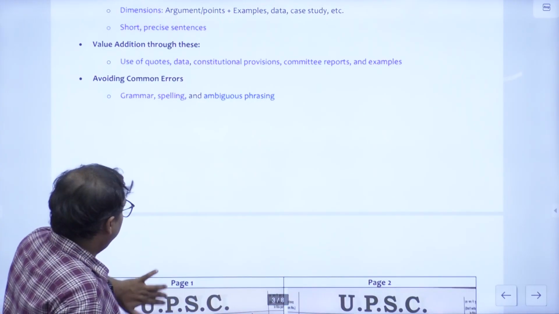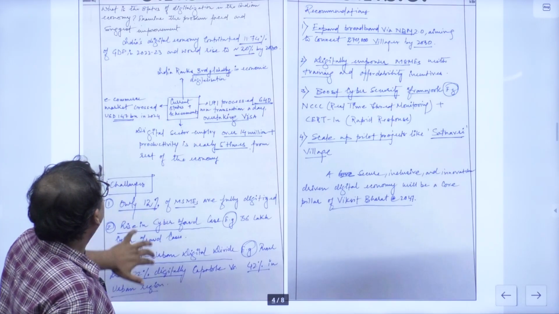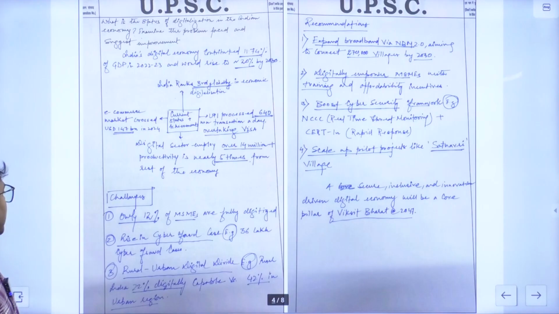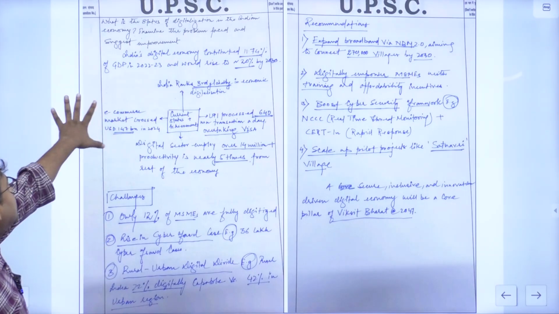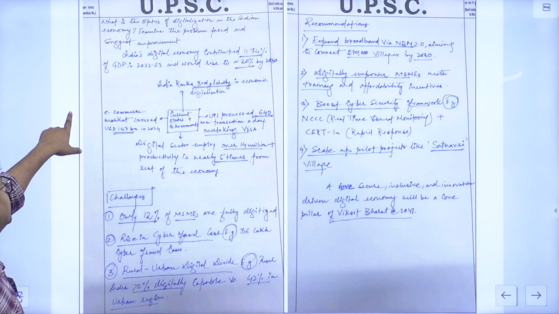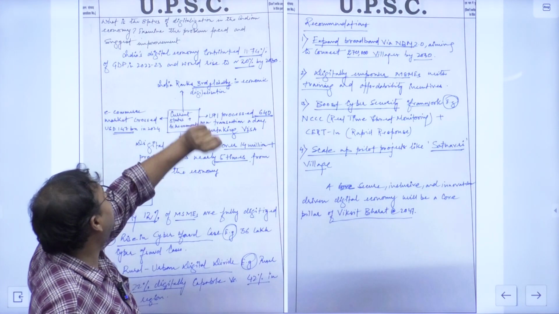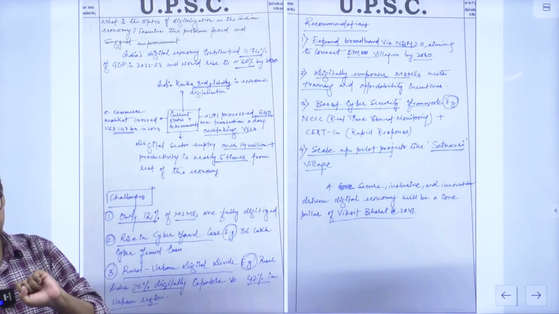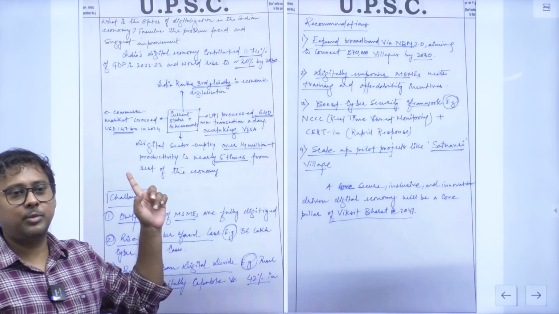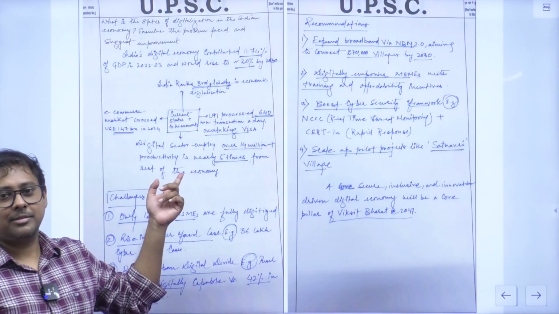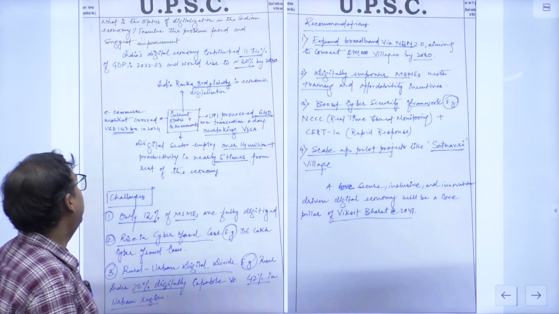So again, I was talking about dimensions comprising argument and examples. Now let's see the question. What is the status of digitalization in the Indian economy? Examine the problems faced and suggest improvement. Very simple question. Which paper? Paper 3, GS3. Yes, absolutely.